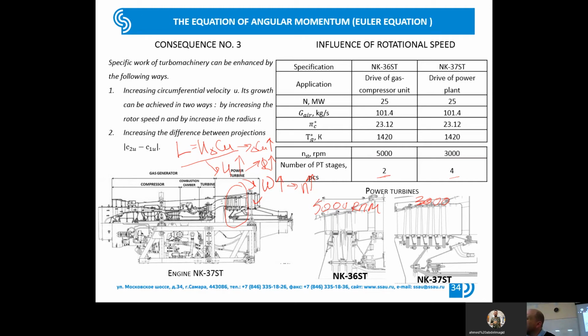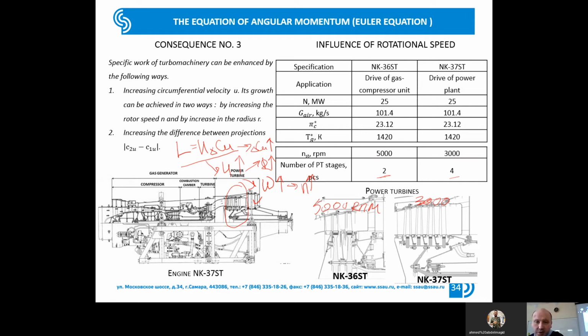If we have more stages, will it be less or no? No, these 2 turbines give the same power, but if you reduce circumferential velocity, you reduce specific work per one stage, and it means you increase the number of stages. So, in my opinion, it's a very interesting example.